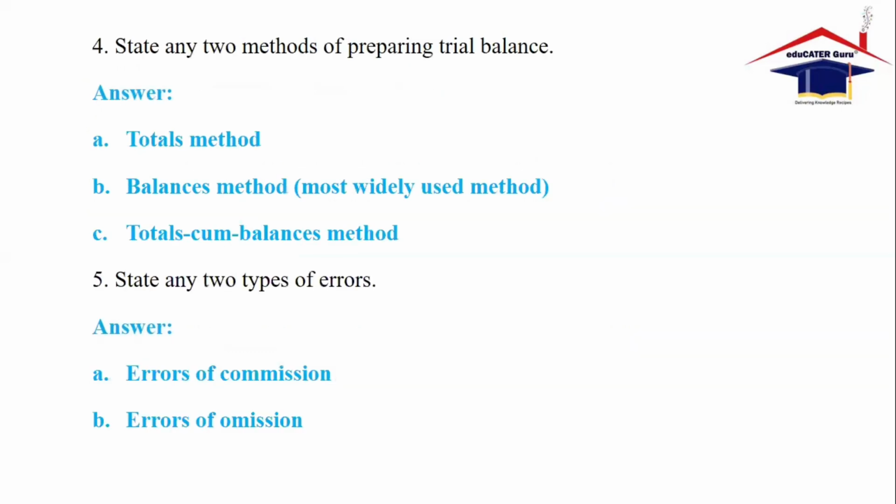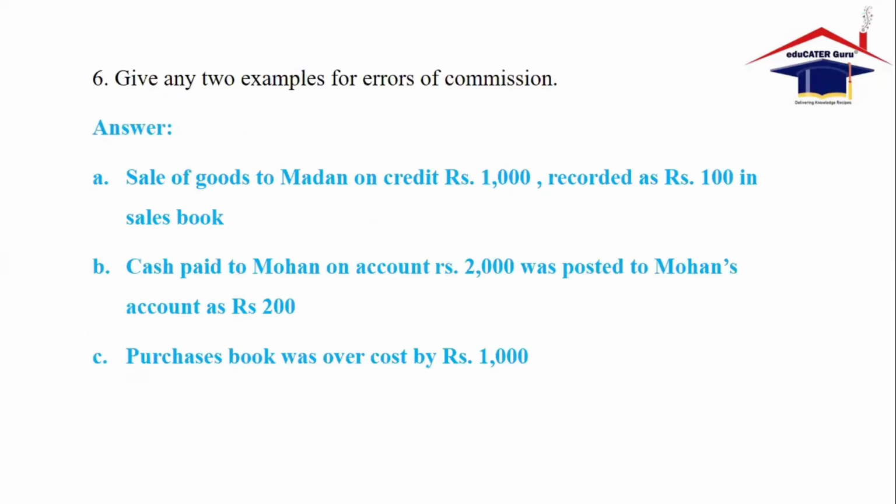Next, state any two methods of preparing trial balance. Total method, balance method, totals cum balance method. State any two types of errors. Errors of commission, errors of omission. Now, give any two examples for errors of commission. I have given three examples. You can write any two at the examination if they ask this question.